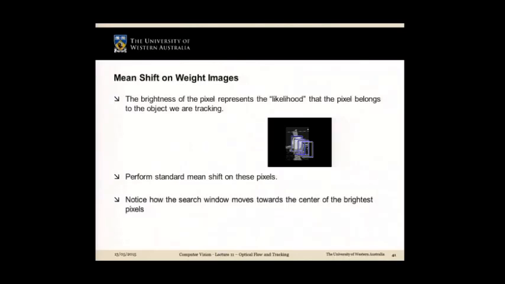And if you perform a mean shift on these pixels, you will see the window, and notice how the search window moves towards the center of the brightness pixels. So you start your search here. The mean of your data is somewhere over here. The center is somewhere over here because you have more brightness here. And let's say you define your region of interest here. It has a center somewhere here.